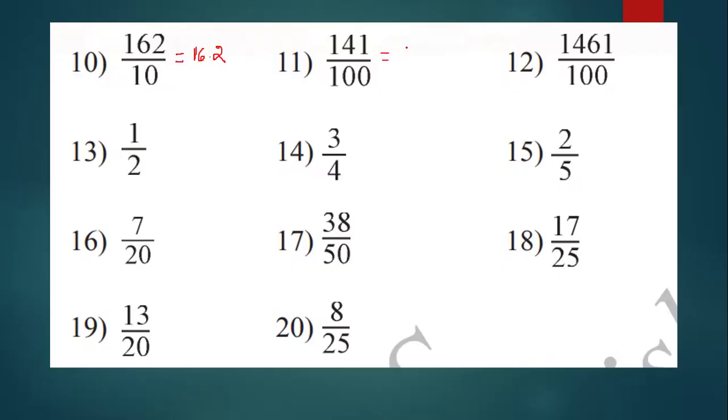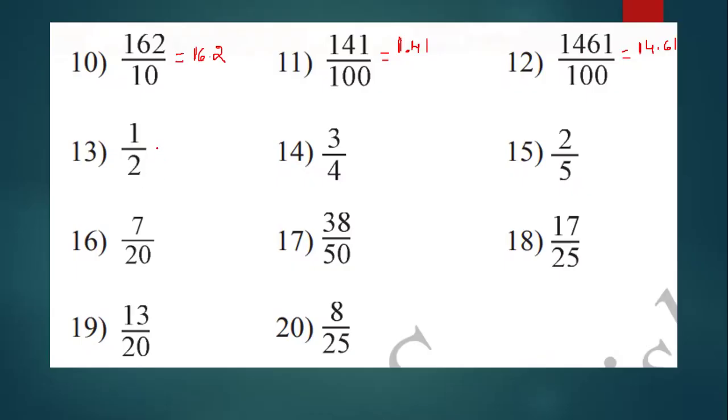11th one. 141 by 100 means, put a decimal point after two digit from right side, 1.41. This is 1.41. 1461 by 100 means 14.61.